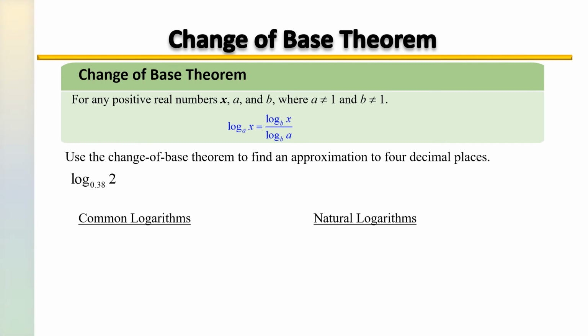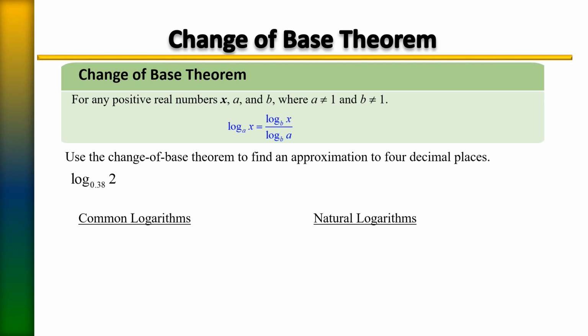Let's do one more practice here. I want you to write log base 0.38 of 2. Rewrite that in the change of base form and go ahead and calculate that using your scientific calculator. You can either use the common log key, so you'll be looking for the log key, or you can calculate the natural log, and in that case you will be looking for the ln key. And whichever way you do it, you should get the same value.